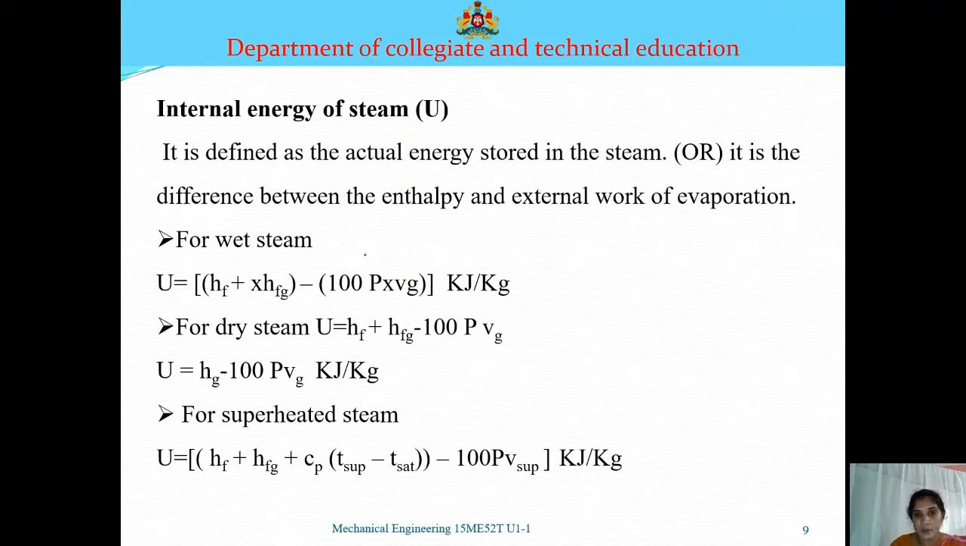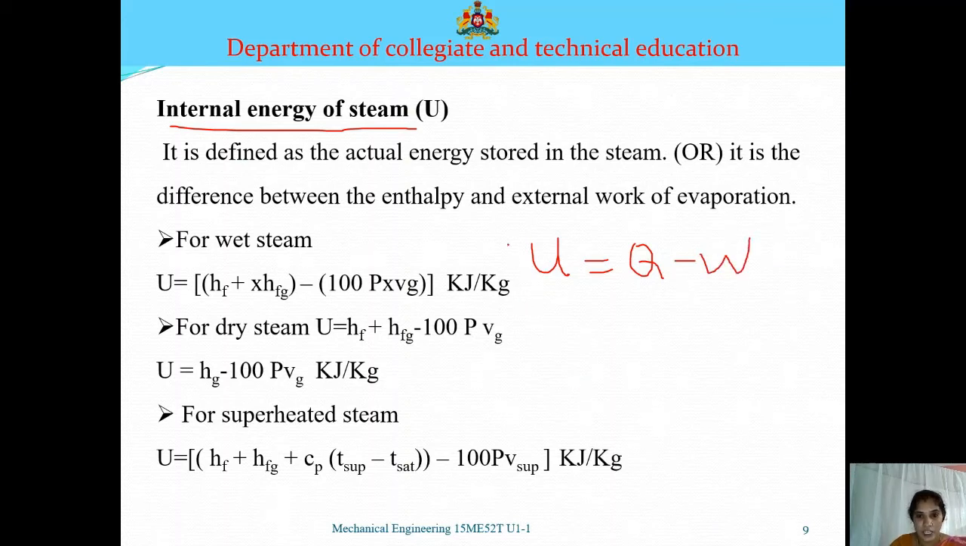Let us move on to the next property of steam, that is the internal energy of steam, which is denoted by U. Internal energy is not a new word for you. In simple words, how can I define internal energy? The stored energy of a system, the energy which is stored inside the system, can be defined as the internal energy. From the first law of thermodynamics, we can say that U equals Q minus W.